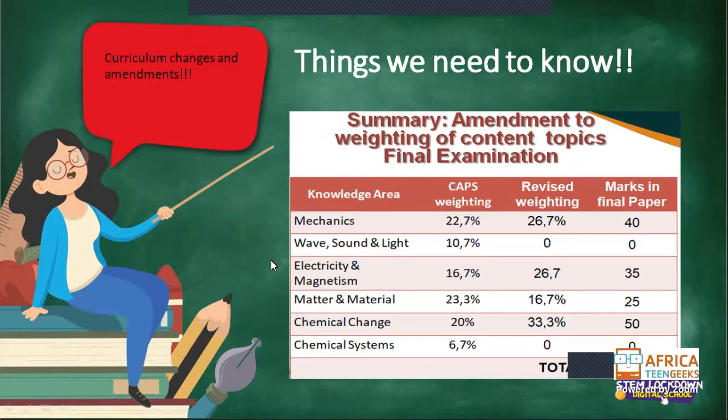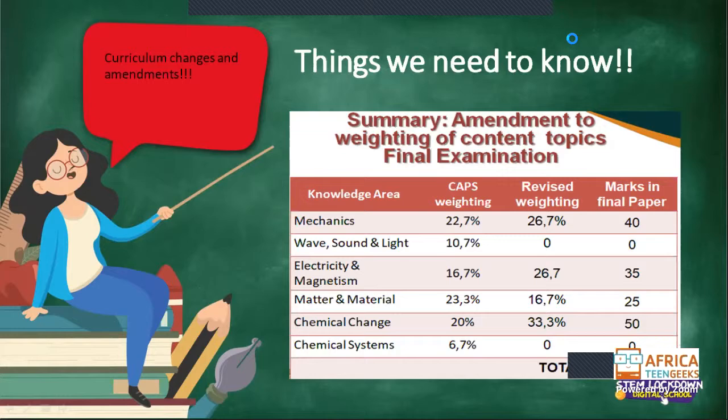You can even see the way your chapters are weighing. Mechanics is going to weigh 26, electricity 26, matter and material 16, and chemical change 33.3%. So all these 3 weeks that we've been working together, we've been working towards this 33% of your final examination.